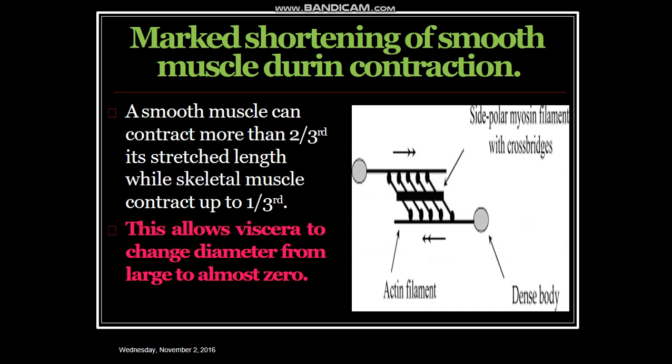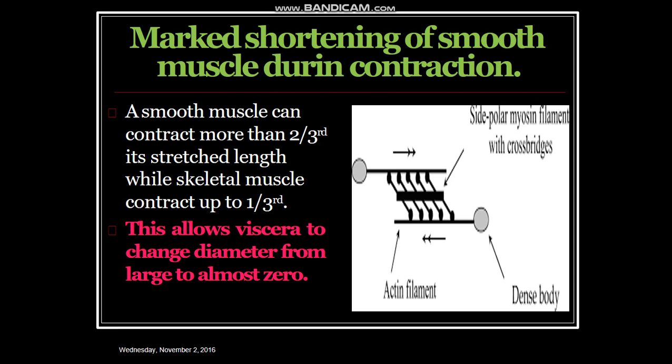Marked shortening of smooth muscle during contraction. Yes, a smooth muscle can contract more than 2/3 of its stretched length, while skeletal muscle contracts up to 1/3. यानी जो skeletal muscle है वो अपनी initial length की 1/3 तक contract कर जाता है, इसकी shortening जो है वो कम होती है, smooth muscle की shortening ज़्यादा होती है. जब आपने इसको खींचा उसका 2/3 इसकी marked shortening होगी. Skeletal muscle की 1/3 shortening है.